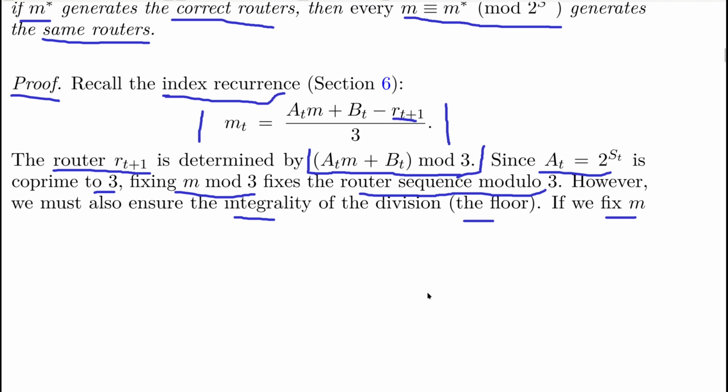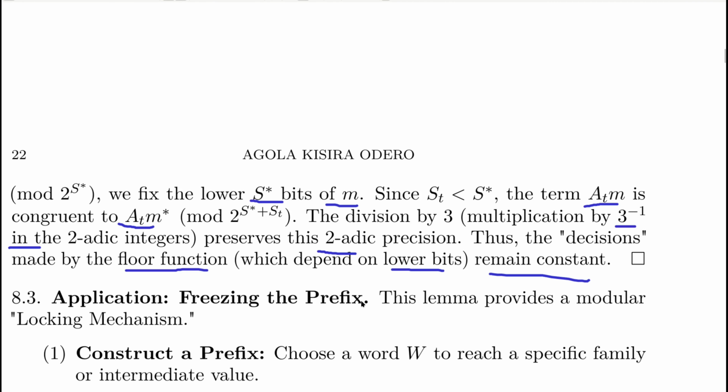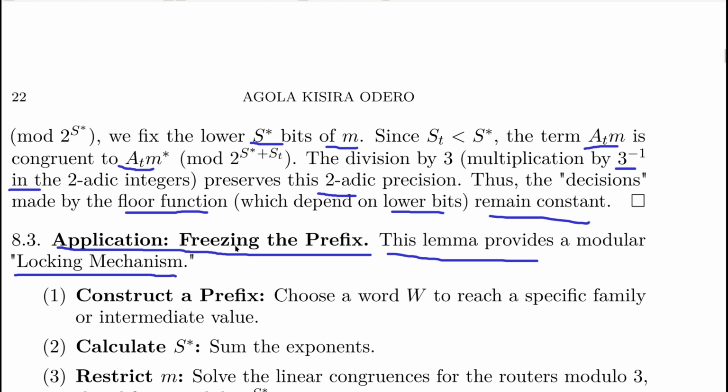Well, when you get the paper, it might be worth going through this slowly. But there's more interesting stuff towards the end of this section. So let's get through it. Next, let's look at the application, freezing the prefix. This is an application of what we've been looking at so far. This lemma provides a modular locking mechanism.